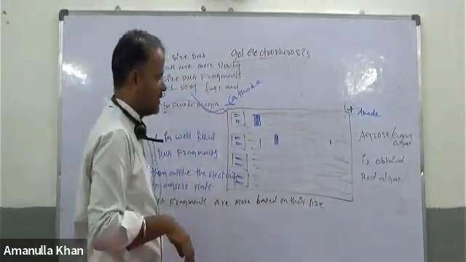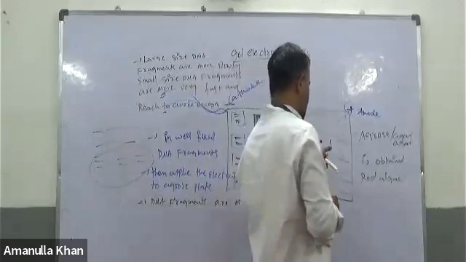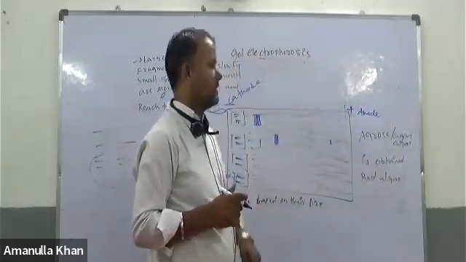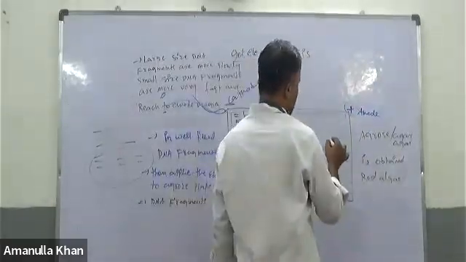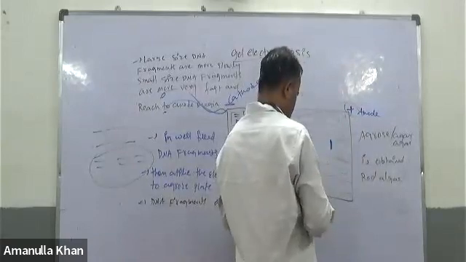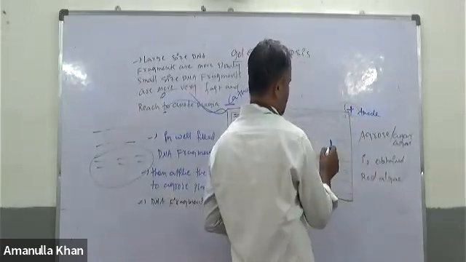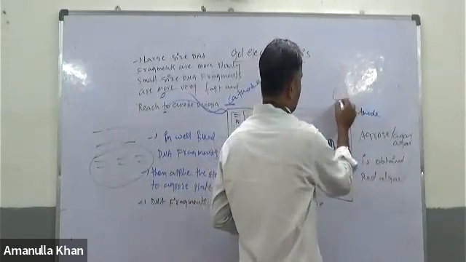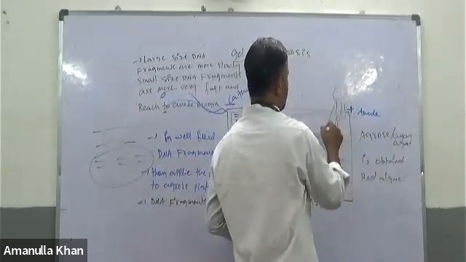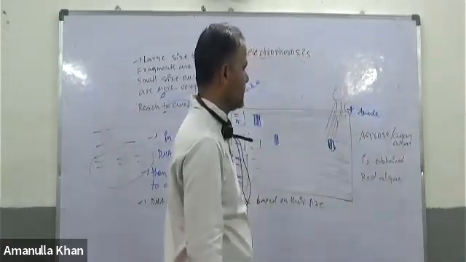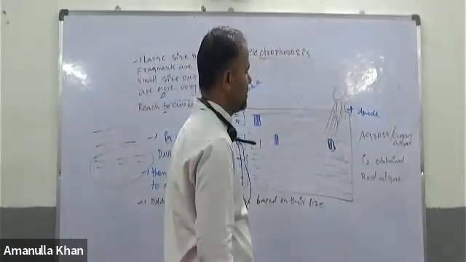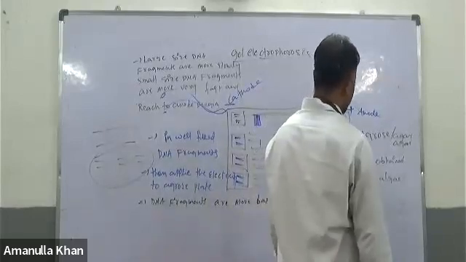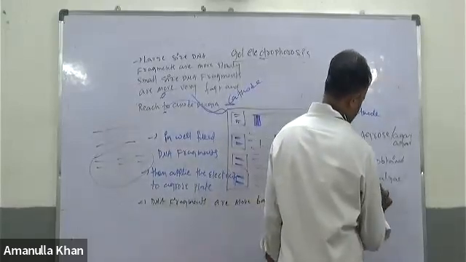Now these fragments cannot be seen by our eye. That's why the DNA fragments are first stained with ethidium bromide, and then immediately exposed to UV radiation. After exposure to the UV radiation, these DNA fragments appear in which color? Orange color bands.